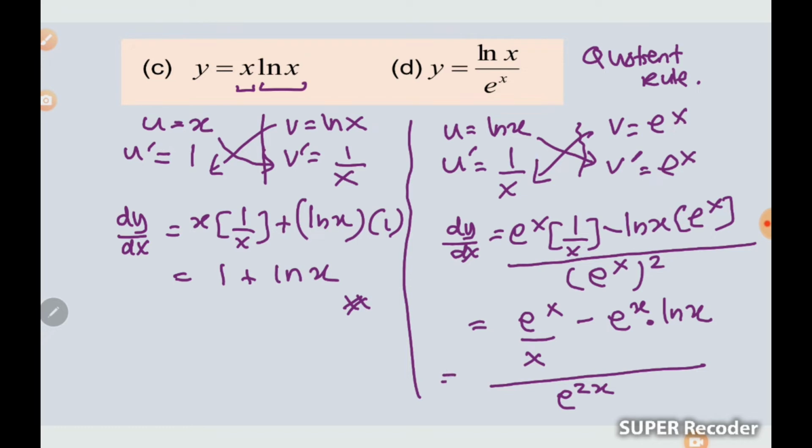Okay, then you simplify to get dy dx. Factorize ex. So in the bracket we have 1 over x minus ln x, over e to the power of 2x.